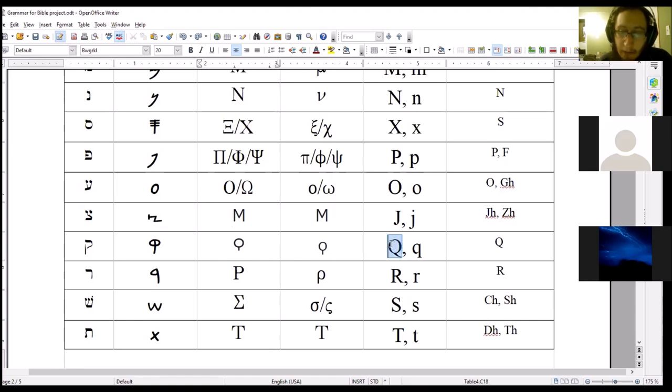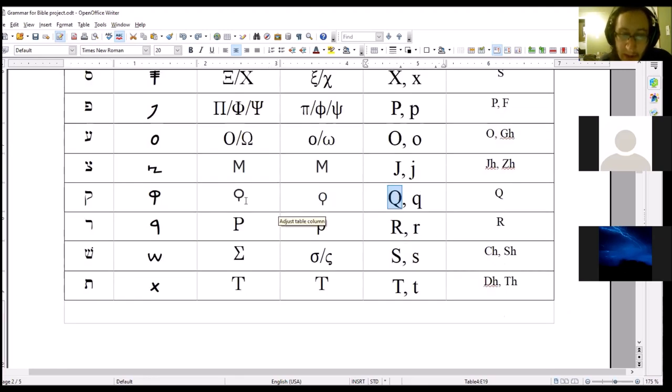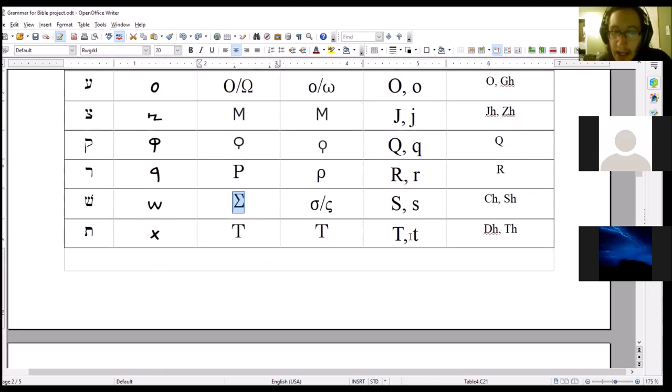And then we have the letter Q. You can see the clear relation to the Greek letter Q. Letter R to the Greek R. And you have S. It's somewhat similar to the Greek S. And T and T. Okay.